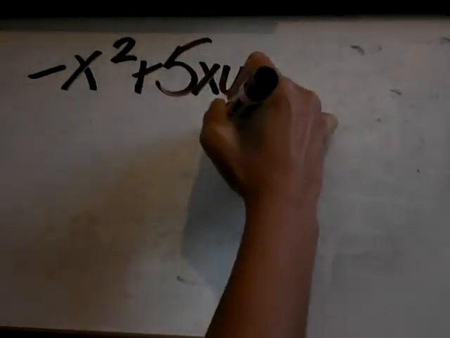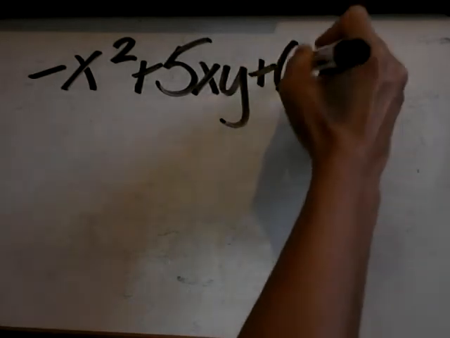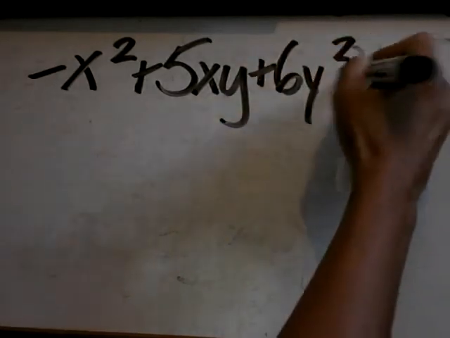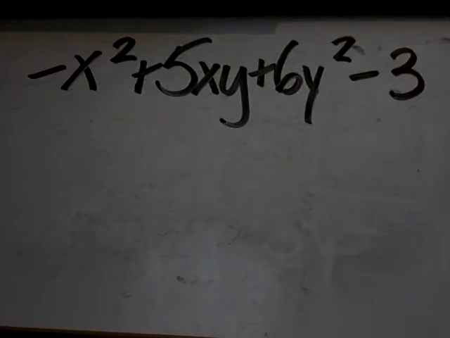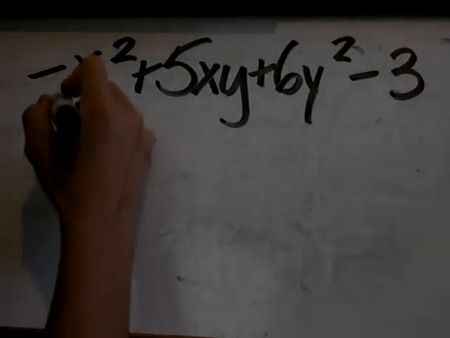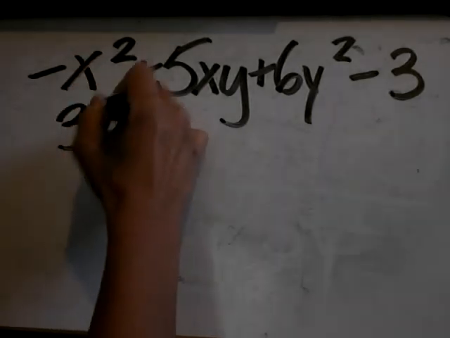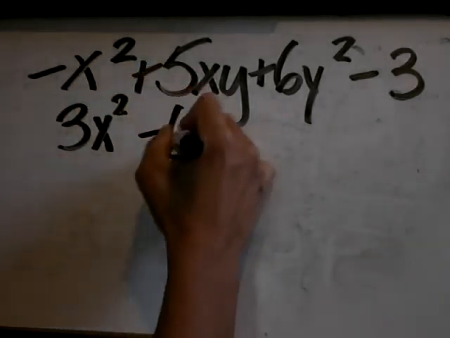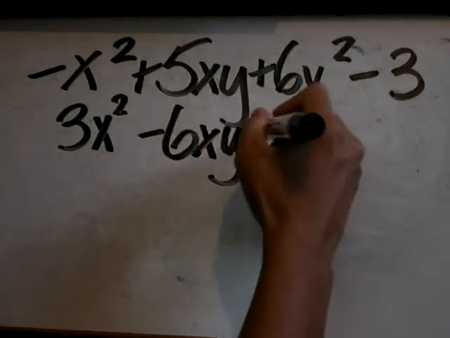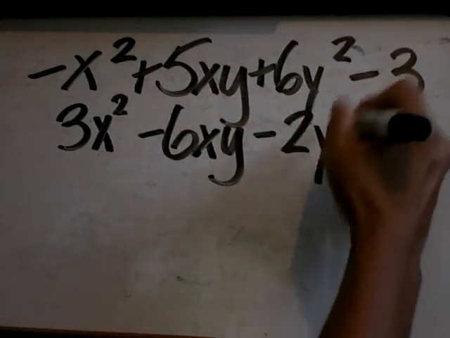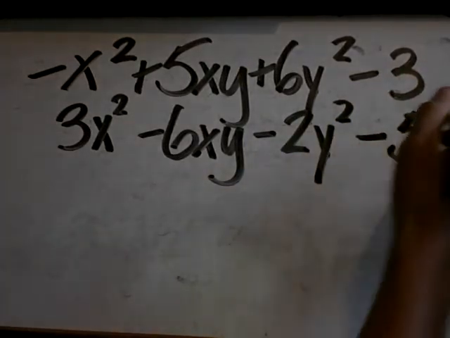Okay, now let's say we want to subtract these polynomials. I want to subtract, let's see here, maybe negative x to the second plus 5xy plus 6y to the second minus 3. And I want to subtract maybe 3x to the second minus 6xy minus 2y to the second minus 5.